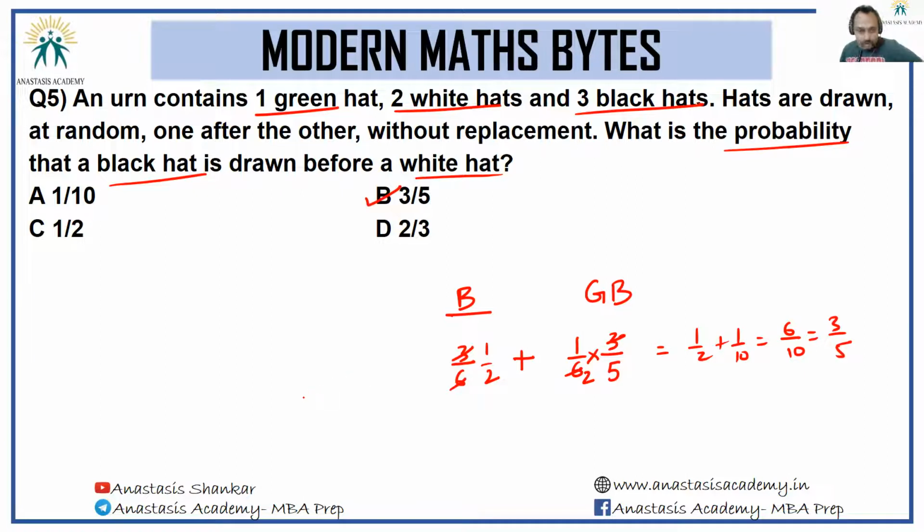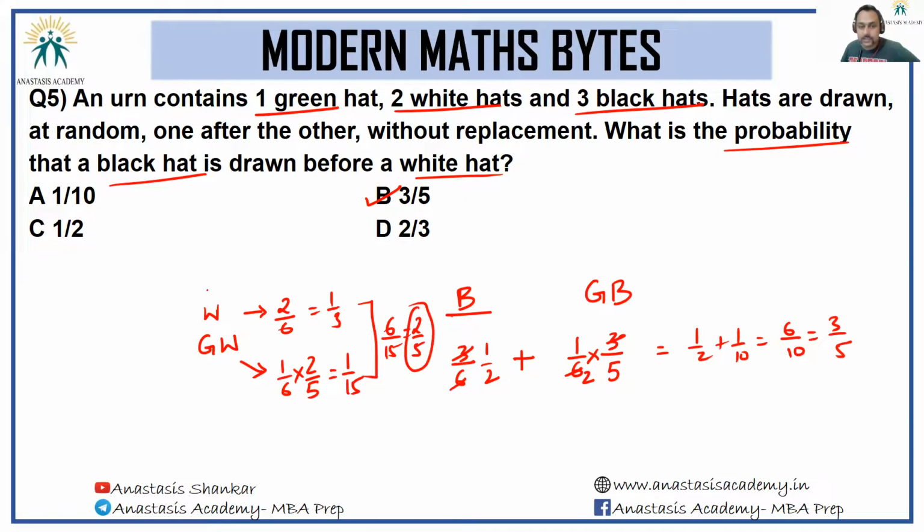In case you are looking to make unacceptable cases, you can also make it this way, white being the first one, or green being the first one and white being the second one. White being the first one, probability is 2 by 6. Green being the first one, white being the second one, the probability will be given by 1 by 6 into 2 by 5. This is 1 by 3. This is 1 by 15. If you add these up, you get 6 by 15 or 2 by 5.